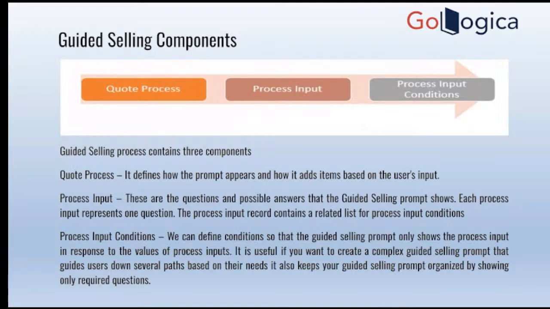If there is a product catalog with thousands of products, and the users click on the product catalog, there will be a questionnaire asking which product you are looking for, or products from which product family. That is the prompt which appears to the user, and based on the selected answers, we have process inputs. These are the questions and possible answers that the guided selling prompt shows.